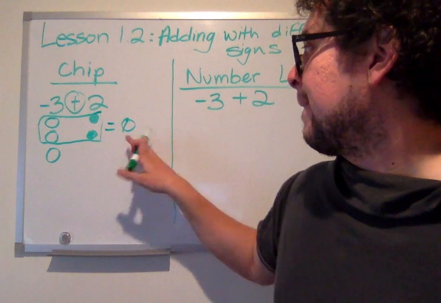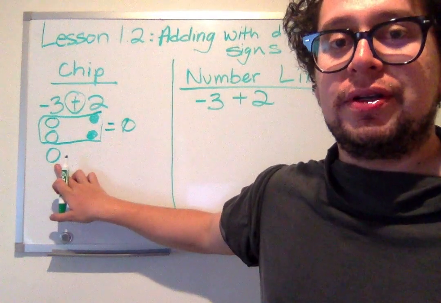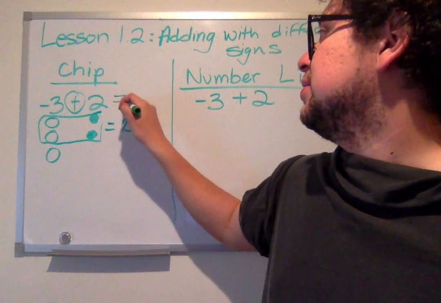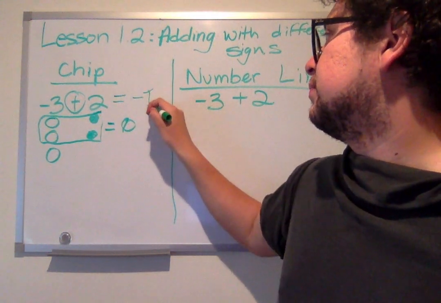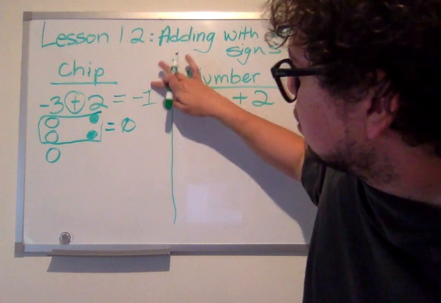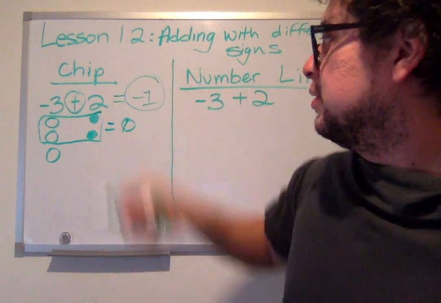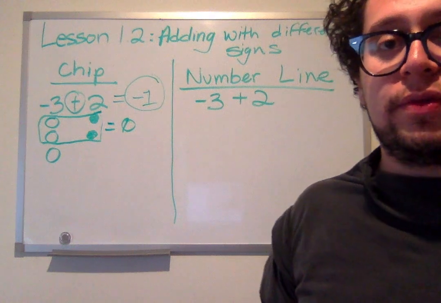Okay, so what am I left over with? I have one negative chip. So that means that this is going to equal -1. Okay, that's my answer, just -1.